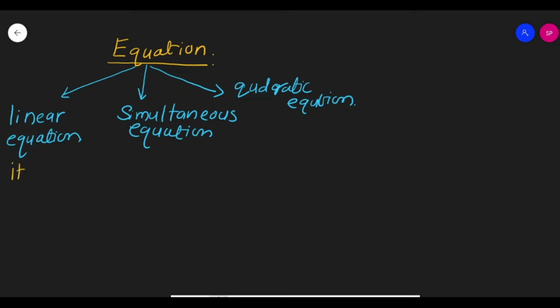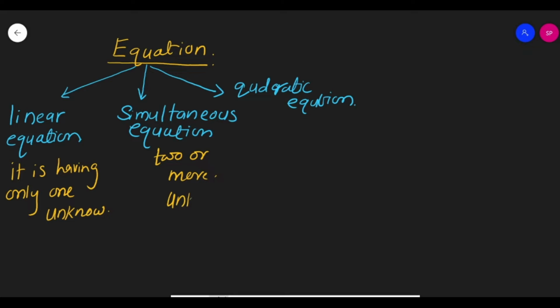It is having only one unknown. Okay. Simultaneous equation, two or more unknowns. So today I don't talk about the simultaneous, we will go with the linear equation. So I will show some examples for the linear equation.